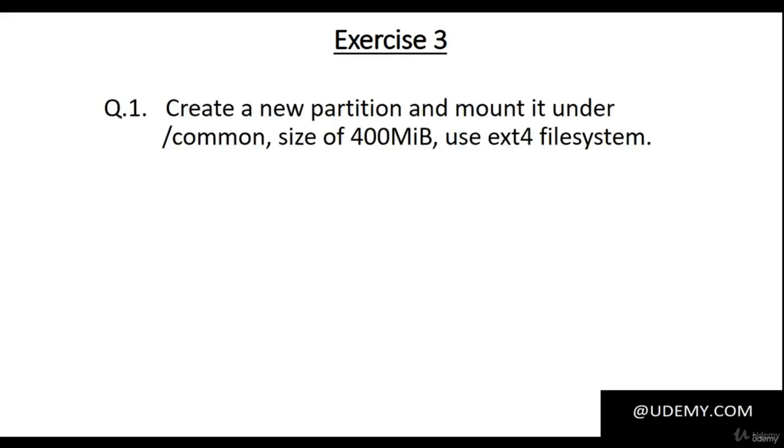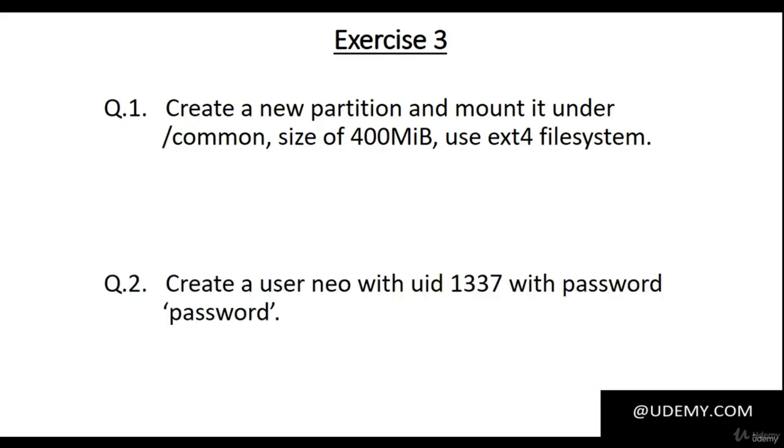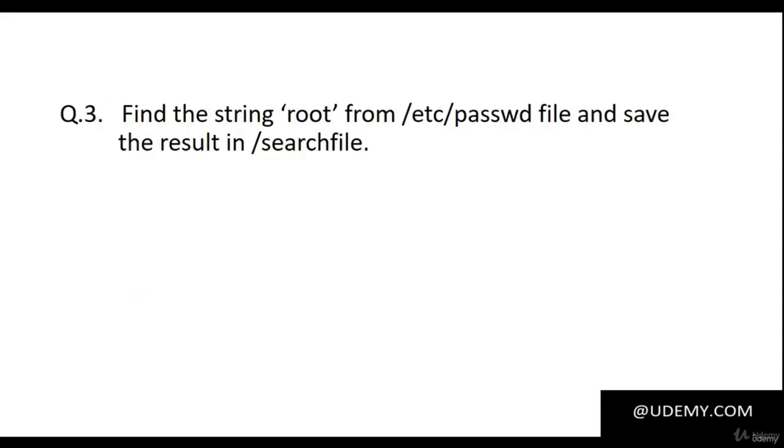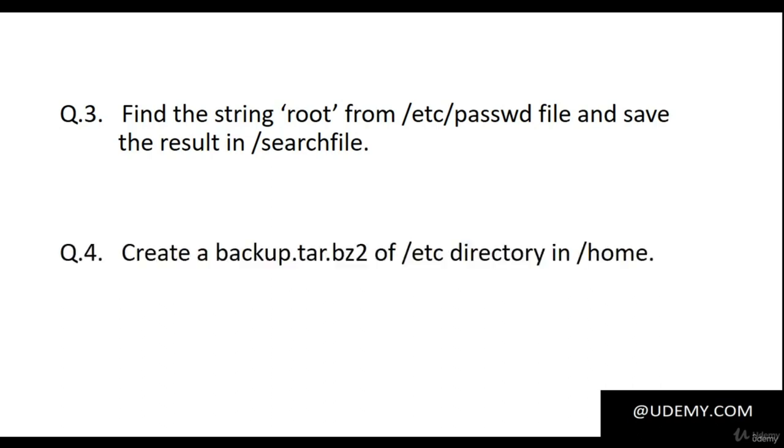Welcome to exercise 3. Create a new partition and mount it under /common and it has a size of 400 megabytes and use ext4 file system. Then create a user neo with uid 1337 and set the password password. Find the string root from the /etc/passwd file and save the result in /searchfile. Next create a backup.tar.bz2 of /etc directory in /home location.